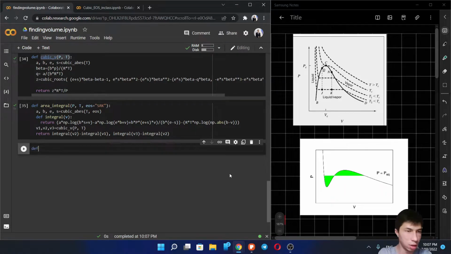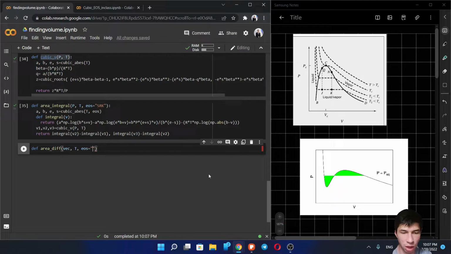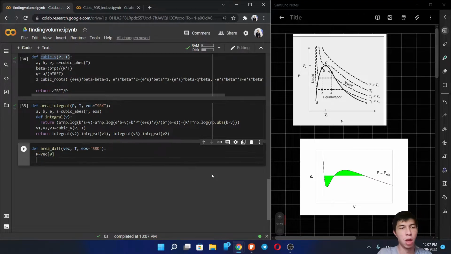So now let's have another function that will calculate the difference between these two areas. Let's call it area diff, okay? It's gonna have to take a vector. It's gonna have to take the temperature and EOS, SRK, like the method, which method to use. And we're gonna give the pressure vector first. We know that this area is gonna be negative and this area is gonna be positive. So this function will get two outputs, which are the areas of these two, right? So let's unpack them as left and right areas.